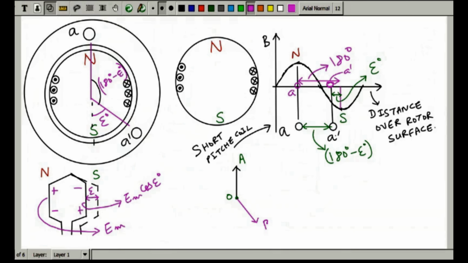This will be now B, and this angle will be 180 degree minus epsilon degree. Okay. And this is the dotted portion. You can say this portion is the epsilon degree. So now what will be the voltage across these two terminals of the coil when they are short pitched? So we have to, let me just draw it over here.